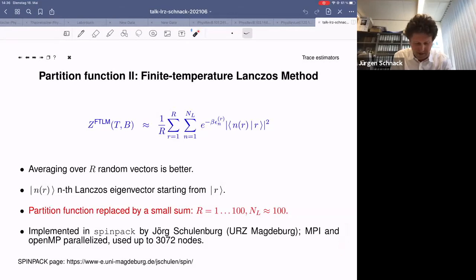This approach is implemented in a freely available software called SpinPack, developed by Jörg Schulenburg, who works at the Computer Center Magdeburg, and it's MPI and OpenMP parallelized, and we used it so far on up to 3,000 nodes.